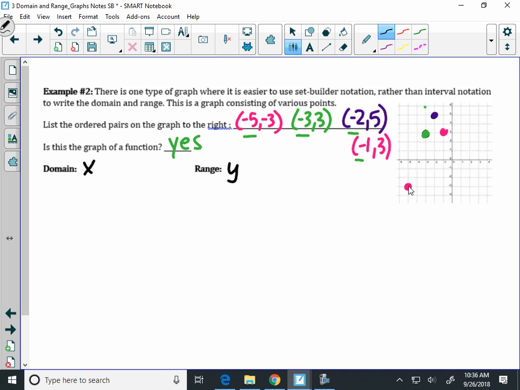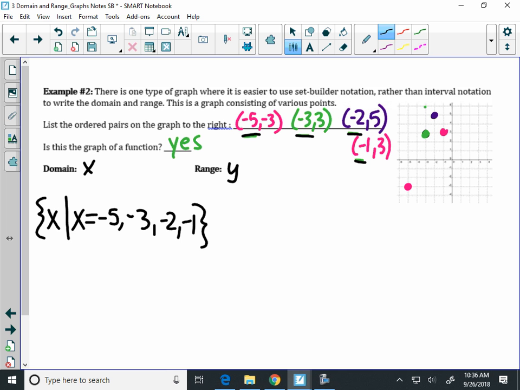So here you're going to use the set builder, where you have to do your curly brackets. For domain, we're going to put an x and a bar. That means the x's where here x can only be equal to -5, -3, -2, and -1. Those are the x values from the points that we found.